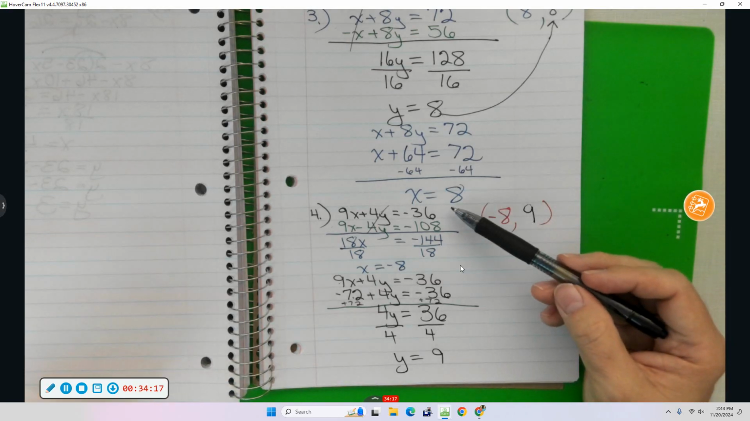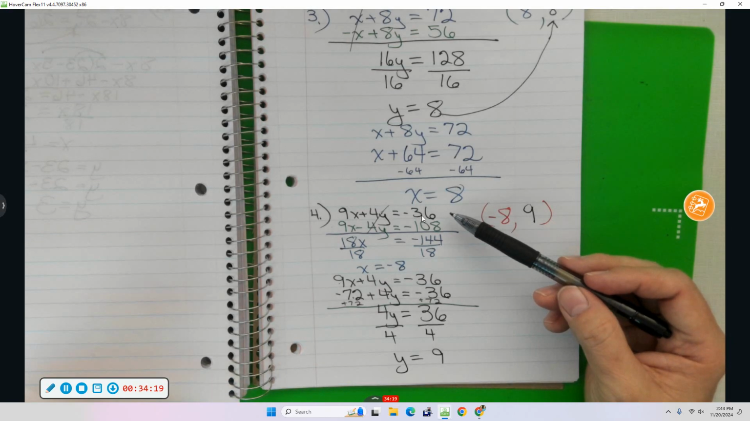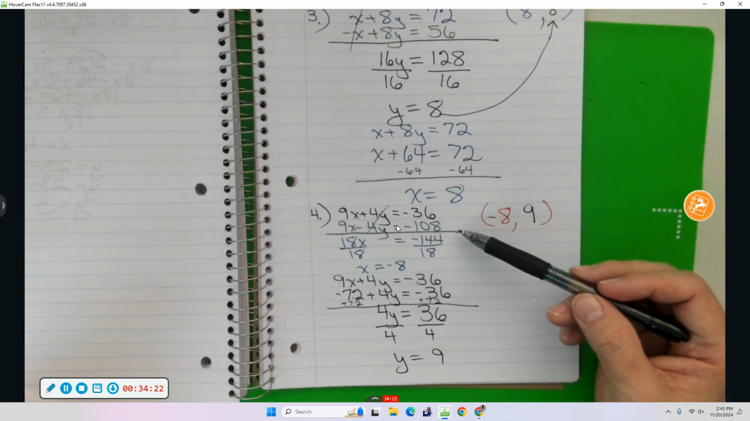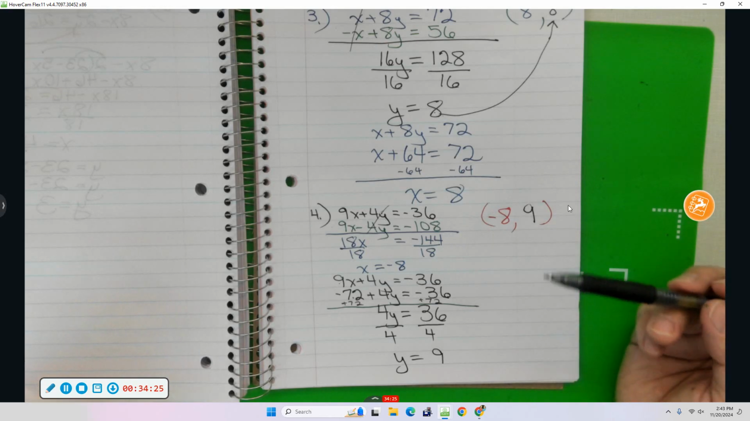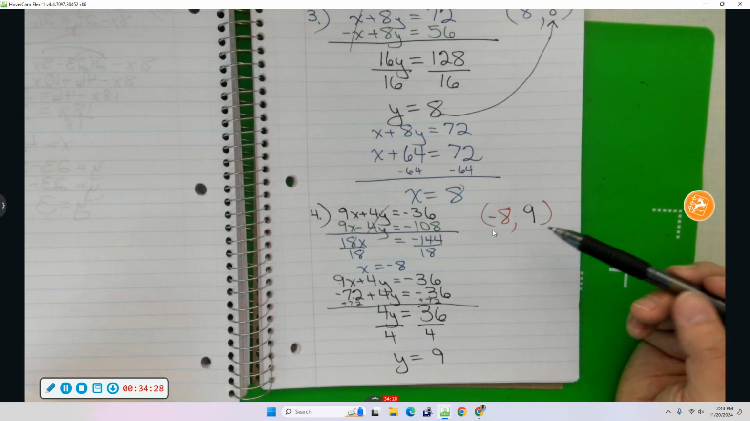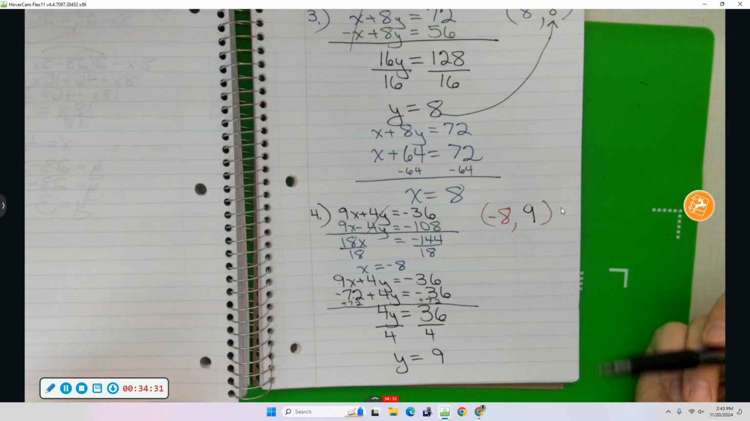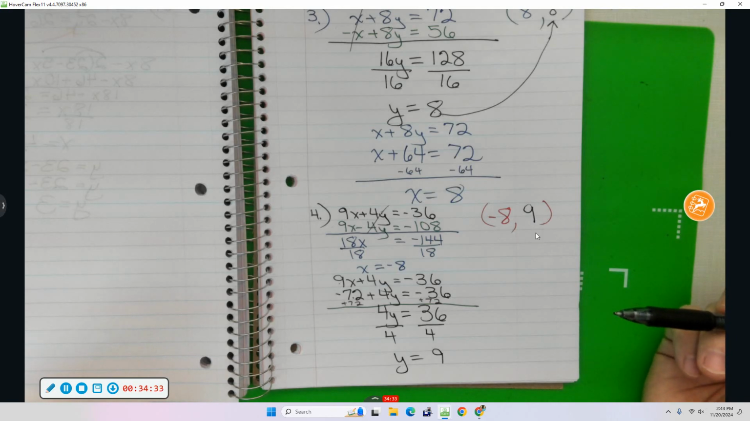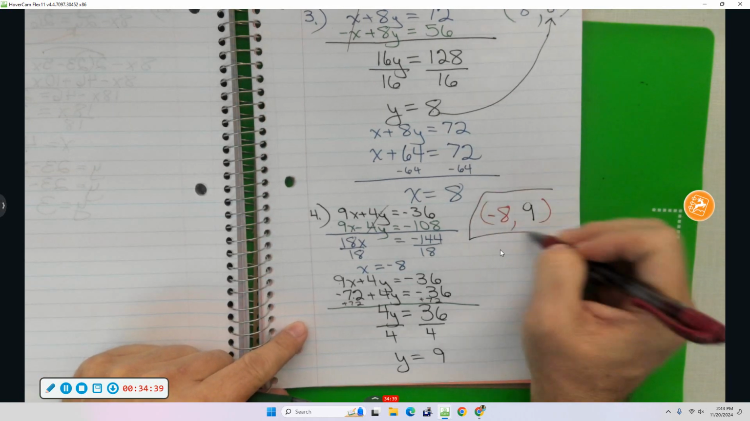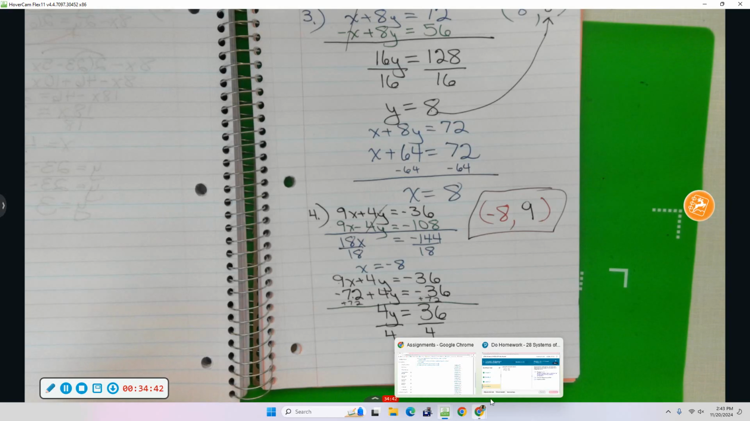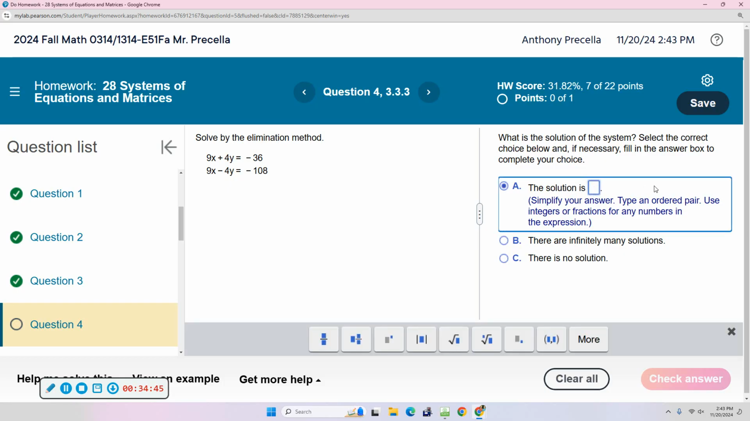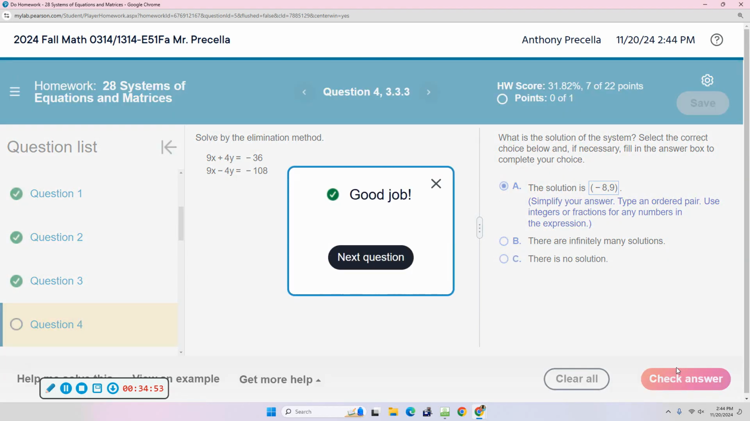So those two lines, 9x plus 4y equals negative 36, and 9x minus 4y equals negative 108, intersect at the one ordered pair, negative 8, comma 9. Any questions there? Oh, let me box in my answer. Negative 8, comma 9. Any questions there?